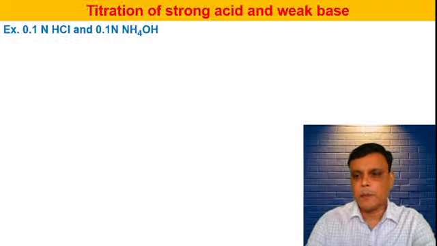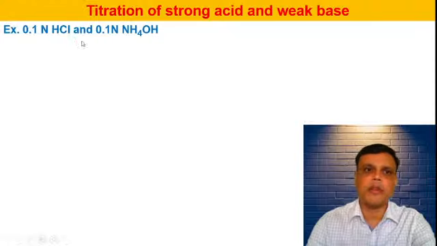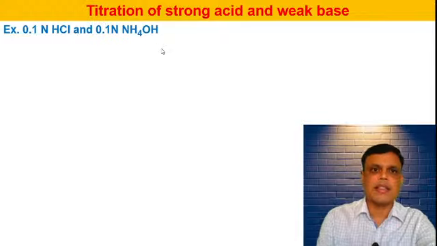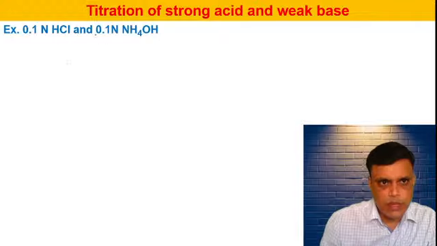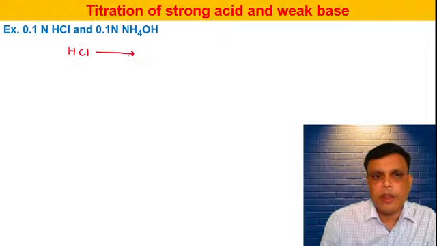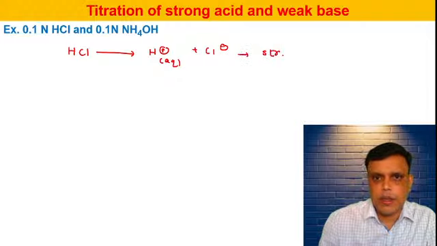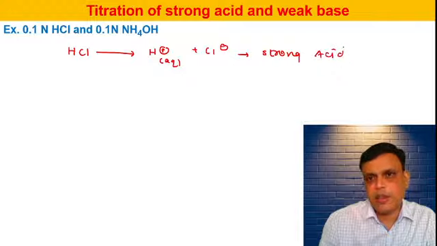So in this, as the strong acid we will take 0.1 normal HCl, and as the weak base we will take 0.1 normal ammonium hydroxide. Please remember, HCl is called a strong acid or strong electrolyte because HCl dissociates completely. It gives H plus aqueous and Cl minus aqueous. So it is called a strong electrolyte or strong acid because it dissociates completely.